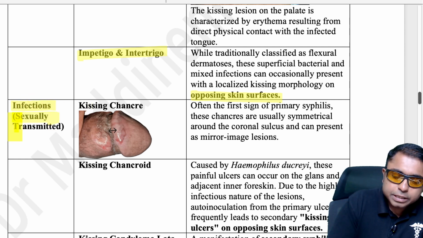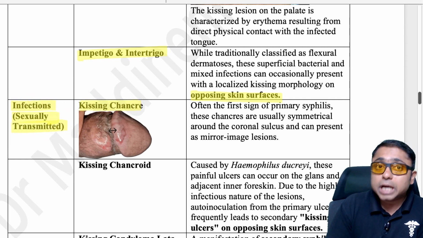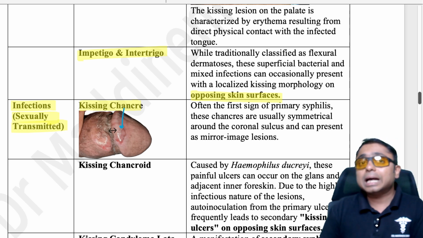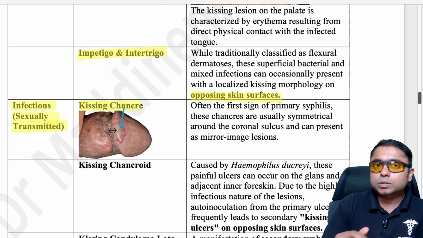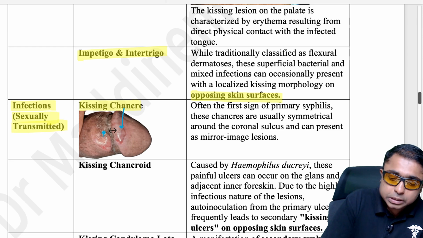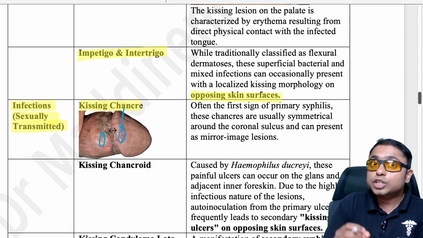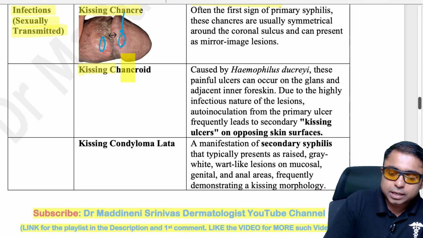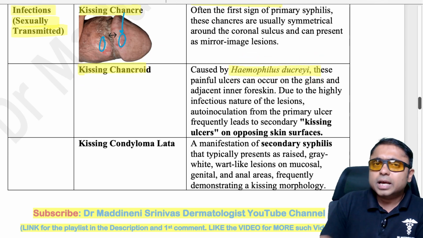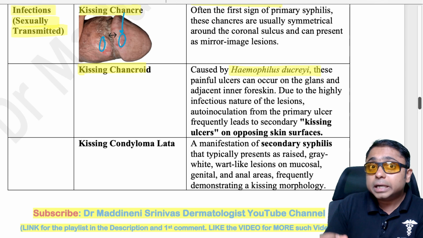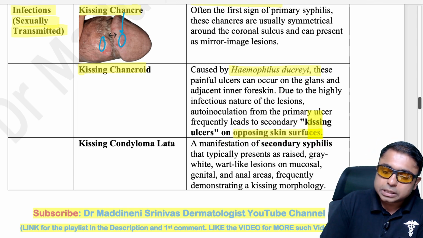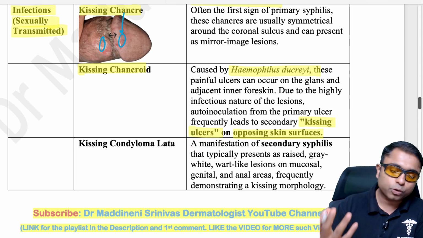And in the STIs, you can remember the kissing chancre. As you can see in this picture, a chancre usually presents as a single lesion, but there is a possibility that opposing surfaces have the chancre, which is called kissing chancre. Next, you have the kissing chancroid, which is because of Haemophilus ducreyi. You all know that there are multiple genital ulcers, and usually opposing skin surfaces can have these ulcers. So this is described as kissing ulcers in the case of chancroid.